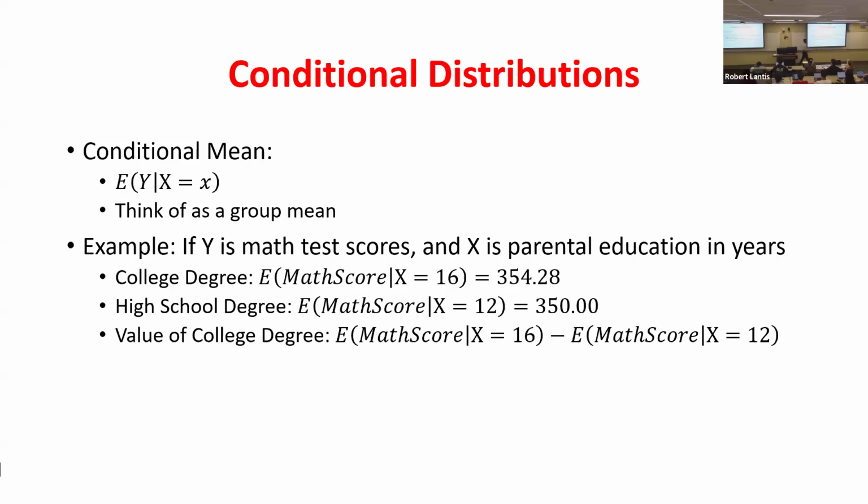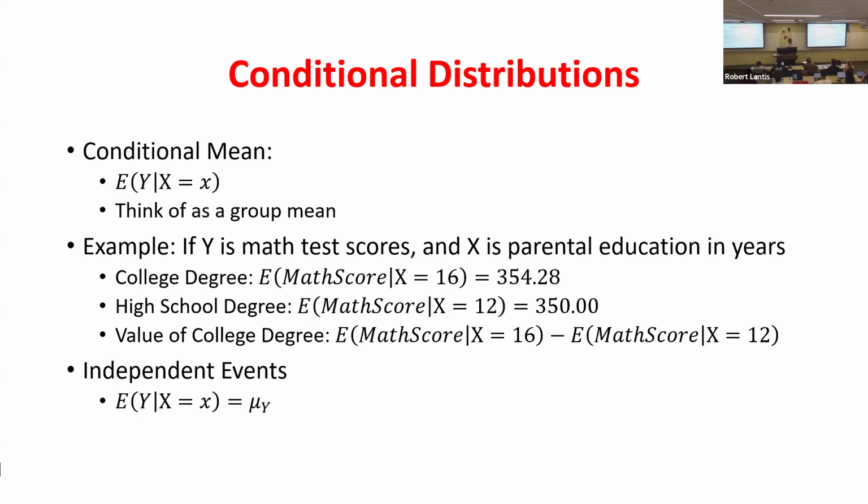So conditional, you read this vertical line as "given this is true." What is the expected or the average math score given this variable X, which was represented here? I had parental education, but you can think about his own education, is equal to 16.